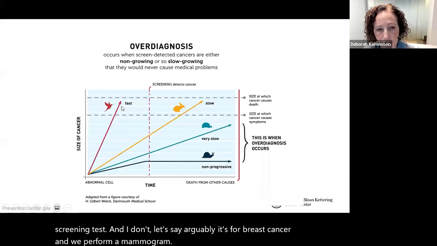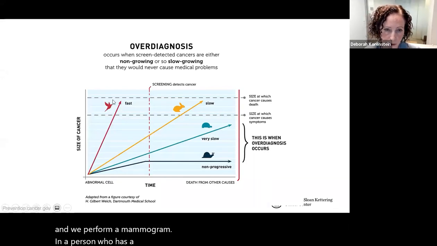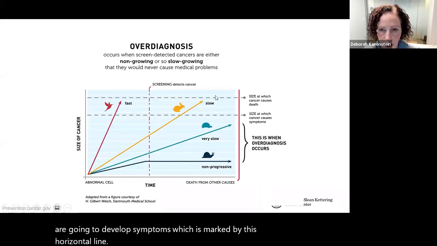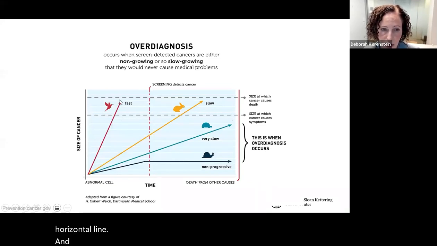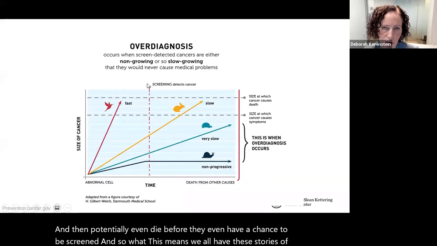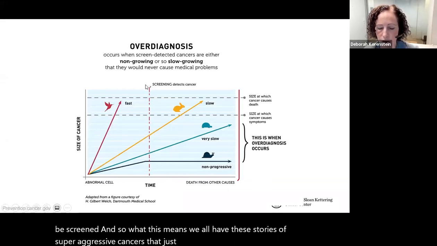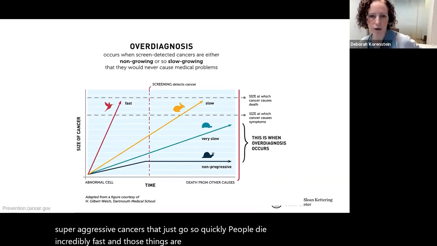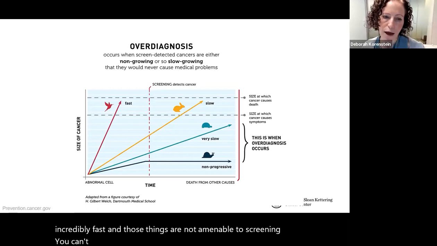If a person has a very aggressive, fast growing cancer, they are going to develop symptoms, which is marked by this horizontal line, and then potentially even die before they even have a chance to be screened. We all have these stories of super aggressive cancers that go so quickly. People die incredibly fast, and those things are not amenable to screening. You can't really help that by screening because they're just too aggressive.